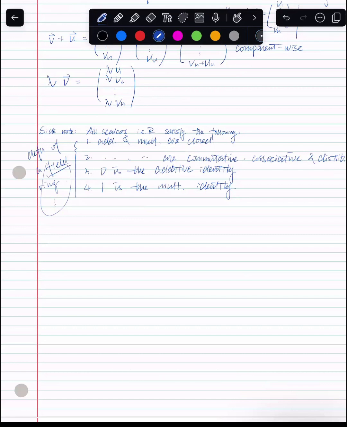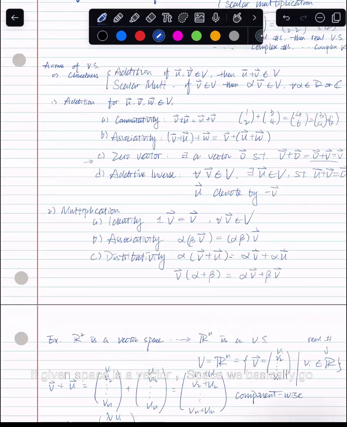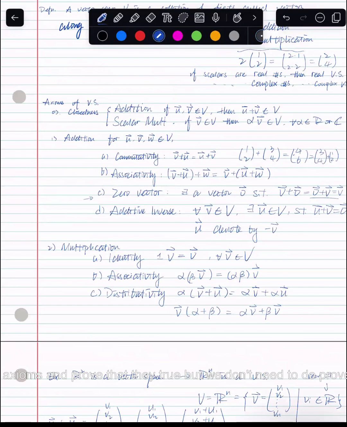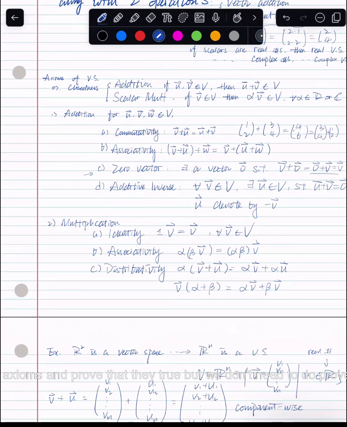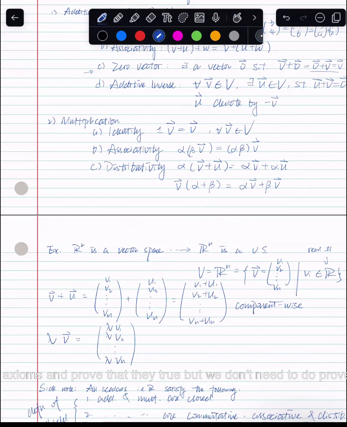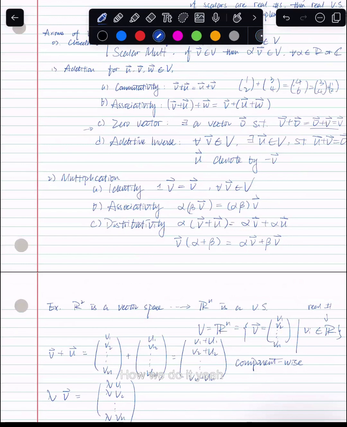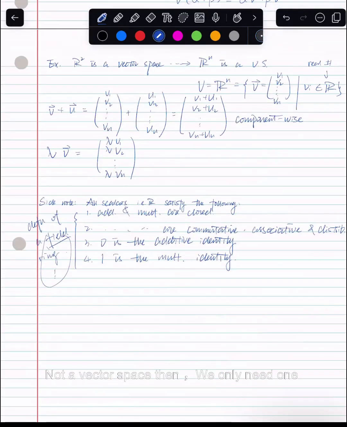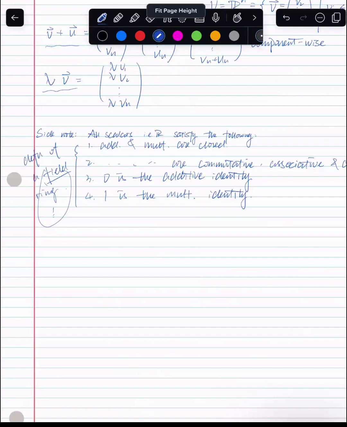To prove that a given space is a vector space, we go through all the axioms and prove that they're true. But we don't need to do proofs in this course. If we're proving something is not a vector space, then we only need one explicit counterexample to one axiom instead of checking all of them.